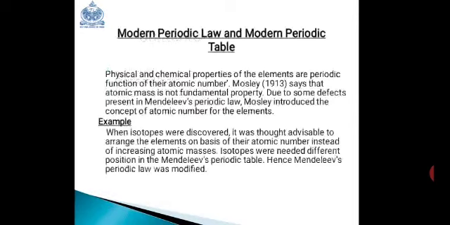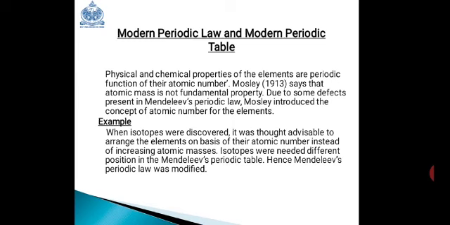Students, as you know that there were some defects in Mendeleev's periodic table as we discussed in the previous lecture. So, Moseley in 1913 developed a new table called the modern periodic table, and its law states that the physical and chemical properties of the elements are the periodic function of their atomic number. Students, focus on that word, atomic number.